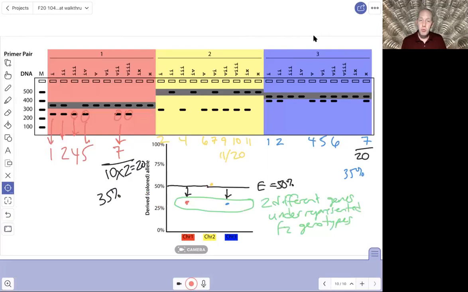This doesn't prove that there's a genetic interaction between chromosome 1 and chromosome 3, but it suggests that it's reasonable to take a further look at whether or not those two genotypes together are absent from the population.